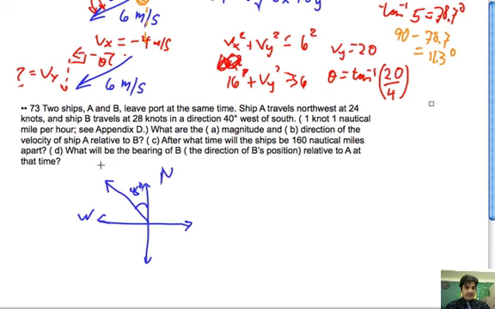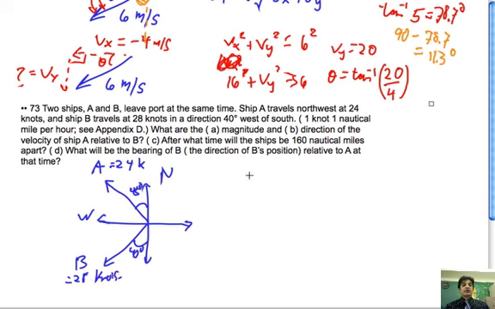And this is ship A, and it's going 24 knots. And then this second ship is going this way, 40 degrees west of south, so this is 40 degrees, and it goes 28 knots, so that's good.